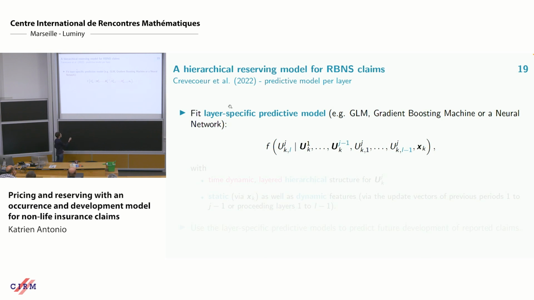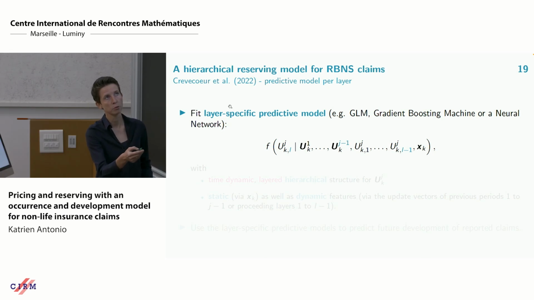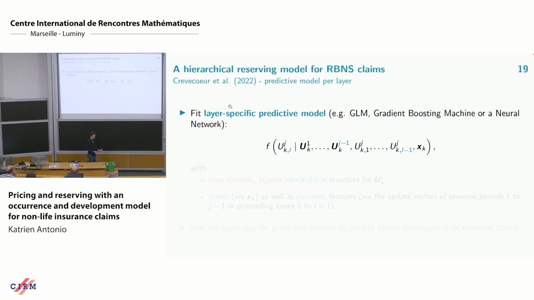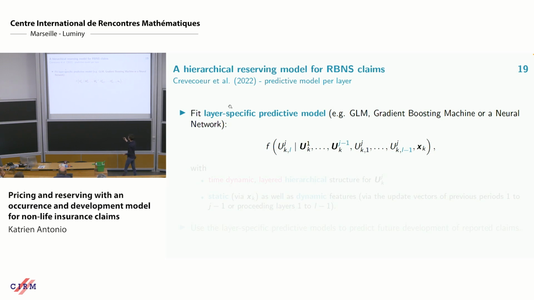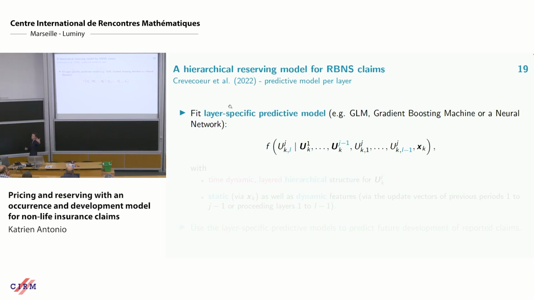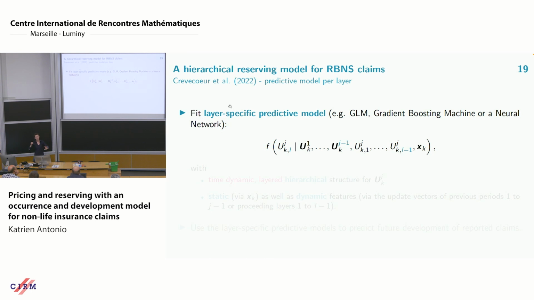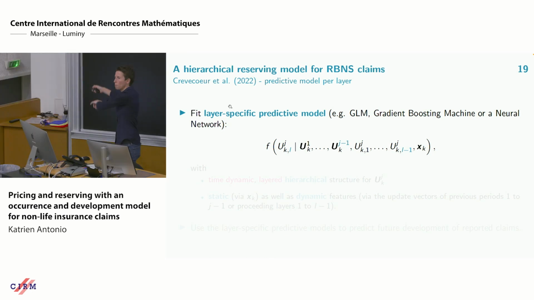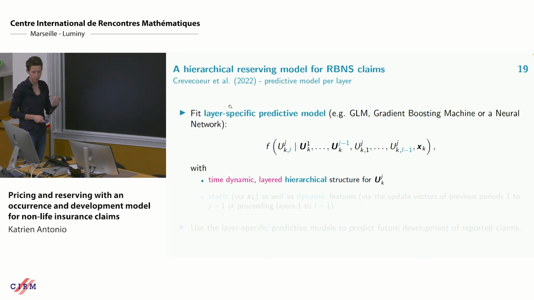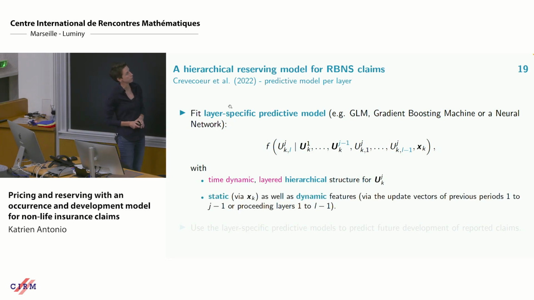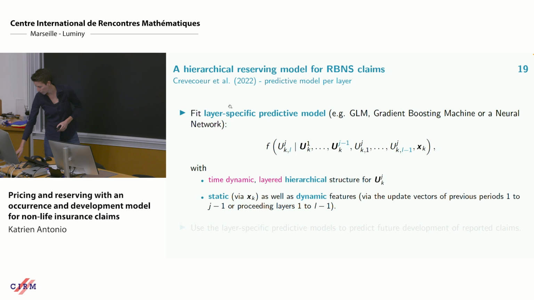What kind of information can you use then? Well, of course, the static information, which was available on this claim K from the beginning on. But what you can also use is previous information registered in the previous development periods of the claim. And you can also use information from the same time period, but from layers that you modeled earlier on. So that's typical, like if the claim settles, it often comes with a payment, for instance, so then you also want to take that piece of information into account. So we call that a time dynamic and layered hierarchical structure using both static as well as dynamic information.